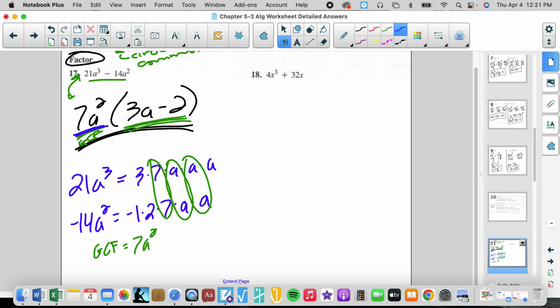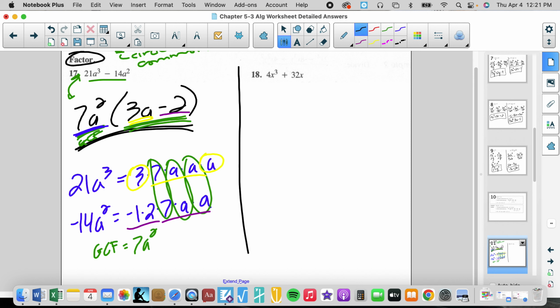Now here's the neat thing, how did I get 3a? Well, notice that we have 3a left after we take out that 7a squared. And notice how we get the negative 2. We have negative 2 left after we take out the 7a squared. So that's where those values are coming from. If we take that factor out, what's left over? But all of this should be done mentally.